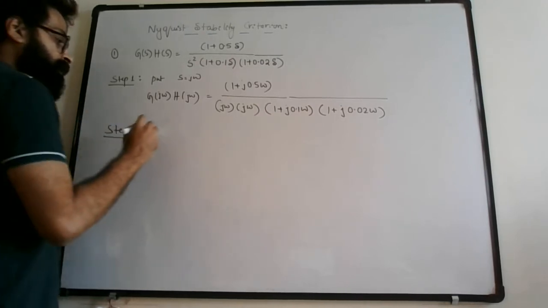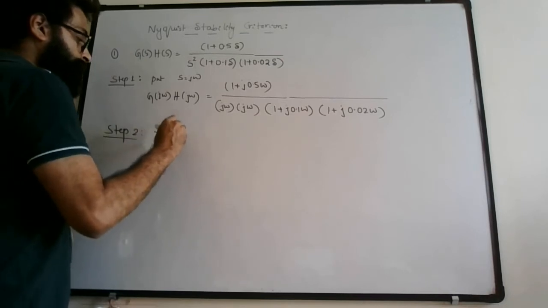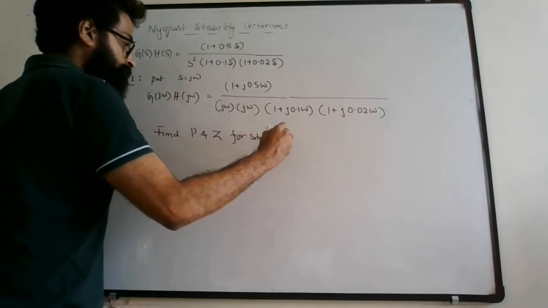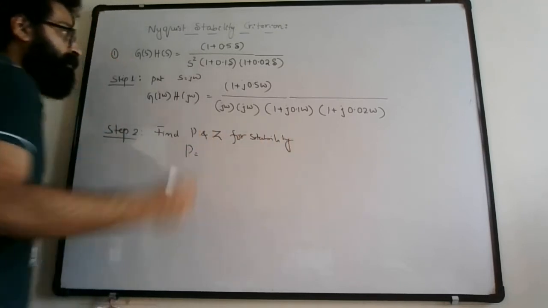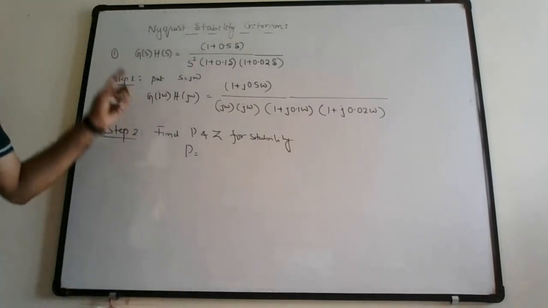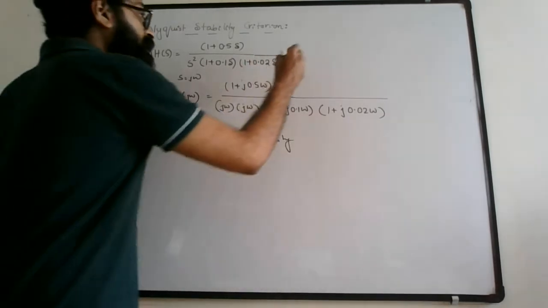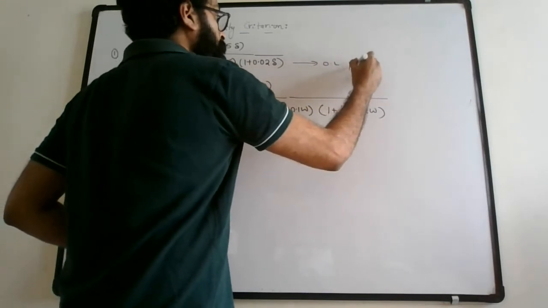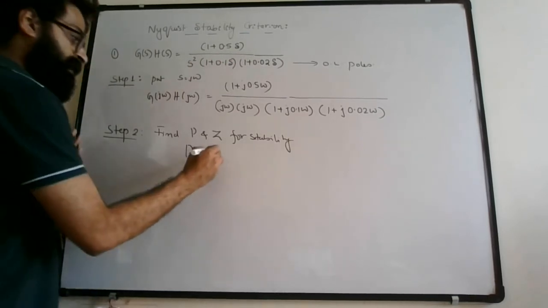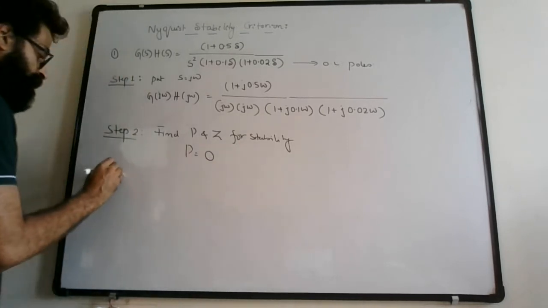Step 2, that is, find P and Z for stability. So P is equal to, what is P? P is equal to the number of open loop poles of G(s)H(s) found in the right half of the S-plane. These are the open loop poles. All poles are present in the left half of the S-plane, therefore P is equal to 0. Step 3.